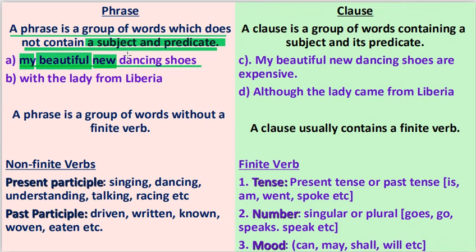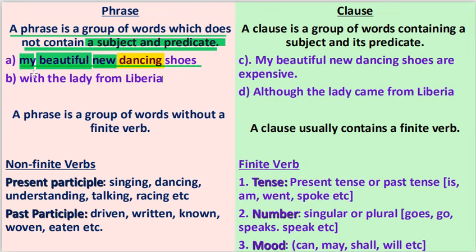Dancing, yes, dancing is actually a verb, but in this case, it is not functioning like a verb, so we call it a non-finite verb. In this case, dancing is functioning like an adjective as well, because it is describing shoes. And the last word in that group of words is shoes. Shoes is the head word of the phrase, because every other word in that phrase is describing shoes.